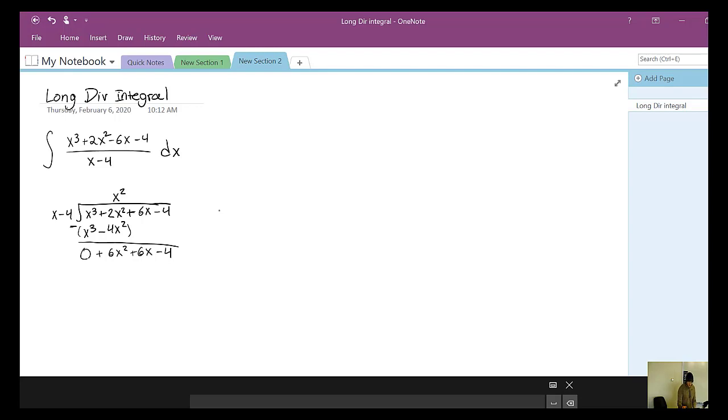Okay, what's our new leading term? 6x. Right, so this leading term divided by that leading term is, right, 6x. And so I multiply these out and I get 6x squared minus 24x.